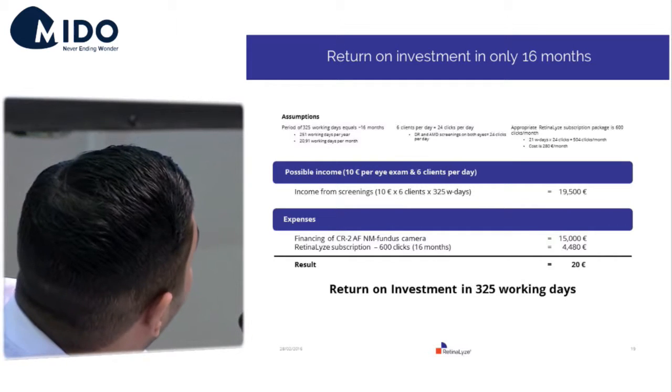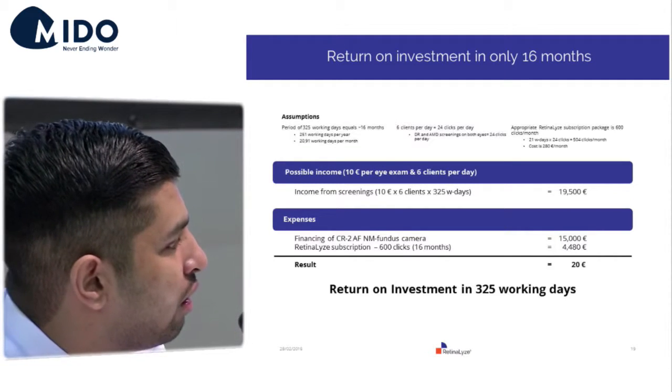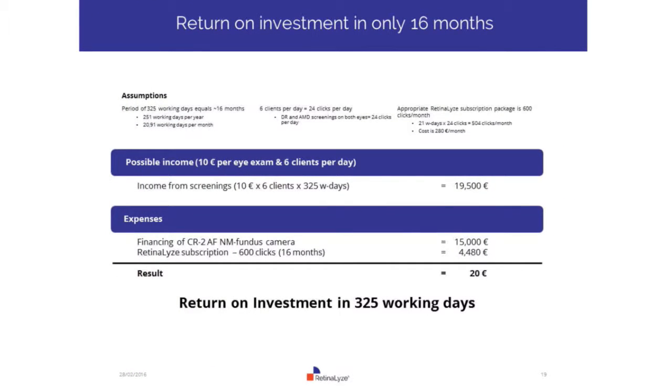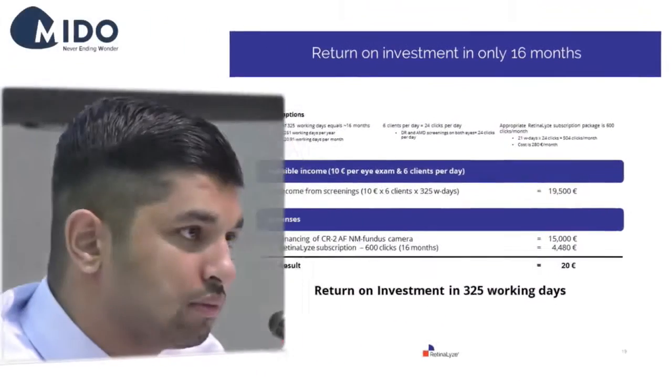But if we assume that there are 325 working days and you take 6 screenings each day, or 6 clients each day, and get 10 euros per customer, you can actually make 19,500 euros in the course of these 16 months. You pay only around 4,500 for the subscription, 15,000 for the camera, which means you can have a profit after 16 months.